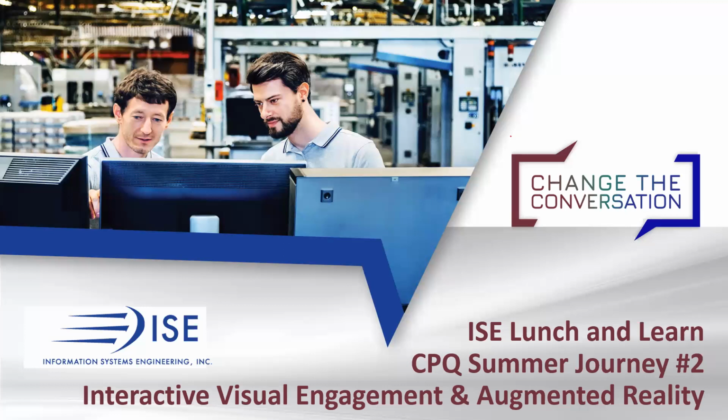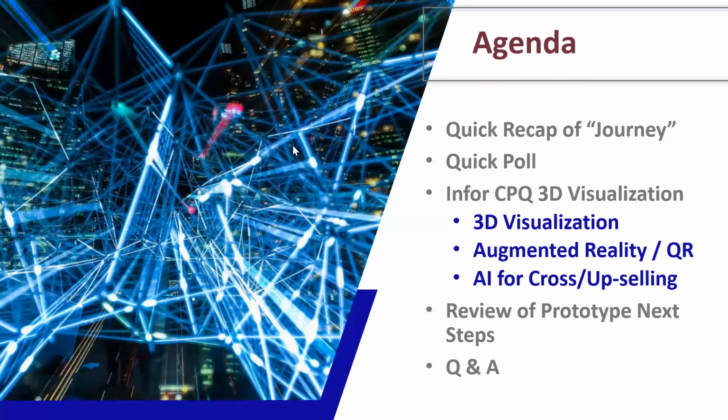Before we get started with the agenda, I'm going to go ahead and turn off my camera. This is the agenda for today. I'm going to do a quick recap of the journey, and then we're going to take one short poll question, and then I'll turn it over to Charles, who will talk about the 3D visualization functionality of CPQ, including 3D visualization, augmented reality using QR codes, and then artificial intelligence that you can use for cross and upselling. Then we'll review the prototype next steps at the end, and then answer any questions that we didn't get to through the session.